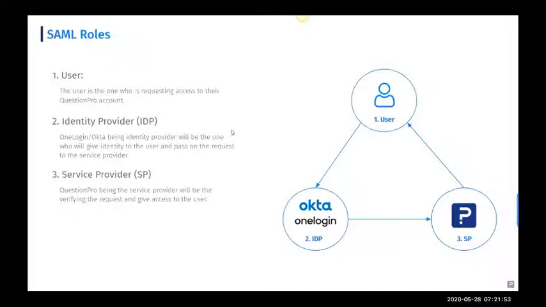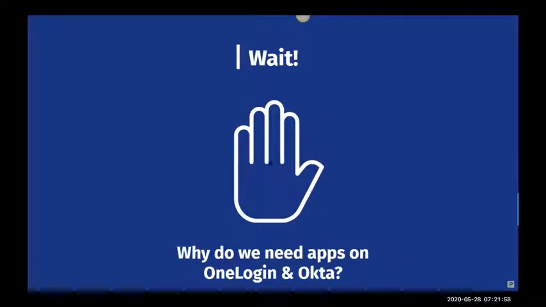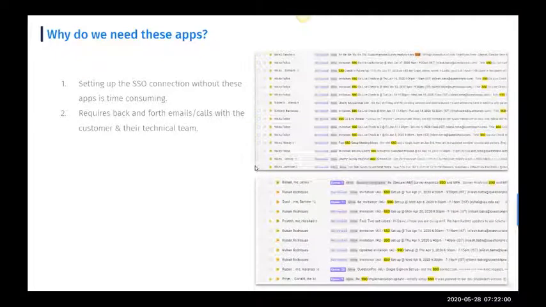Now you will wonder, if this is possible with our current flow, then why do we need apps on OneLogin and Okta? The issue with the current process without these apps comes down to two main factors for everyone in the business: time and effort invested in this process. From our past experience, in many cases we have to jump on a call with the customers and their technical team to explain the flow of our SSO connection setup. With the help of a SAML app available on the IDP platform, we can eliminate the client's dependency on their technical team to test out the SSO connection and save a lot of time and effort previously required for this setup.